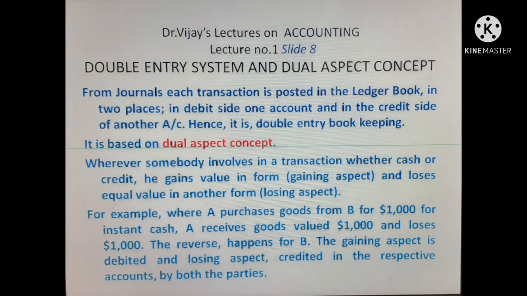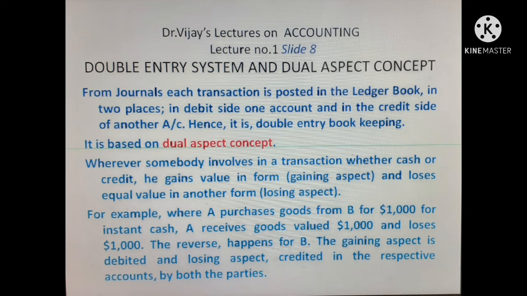Now to take another example, where A purchases goods on credit from B for $1,000, A gets goods, that is the gaining aspect, and A becomes a debtor to B. He becomes liable to B for $1,000, that is the losing aspect. Correspondingly, B gets the right to get $1,000 from A, that is his gaining aspect. He parts with the goods of the value of $1,000, that is his loss.